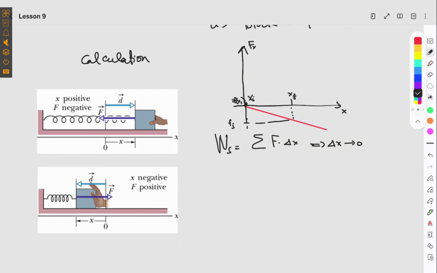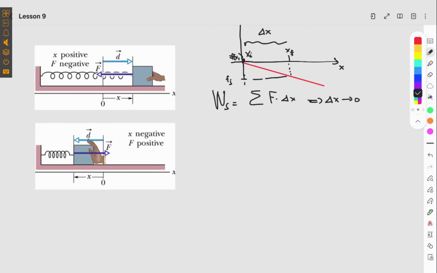Yeah, this is the delta x. If you remember your calculus, you're trying to minimize the differences in that. So at every time the spring is moving, delta x is very, very small. So technically speaking, if we convert this into a derivative expression, this just becomes the integral from x initial to x final of the force times dx. That's how you convert this into that.